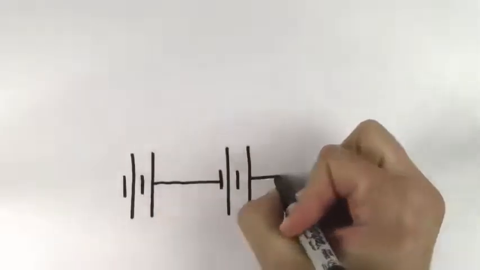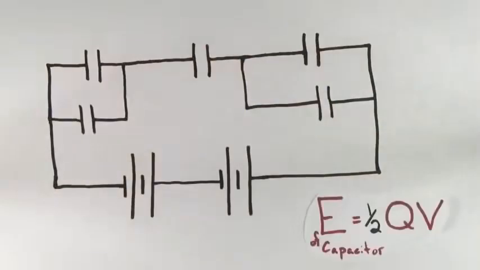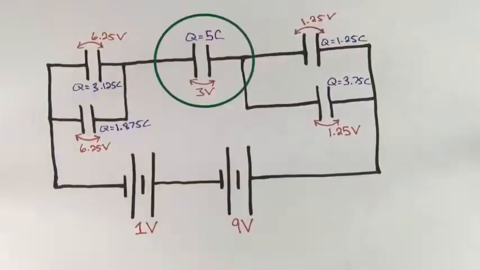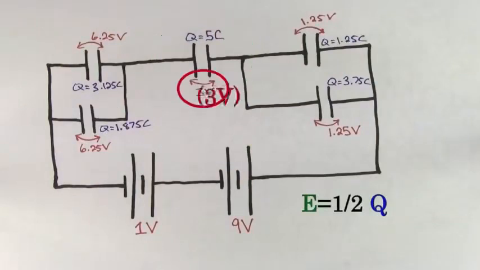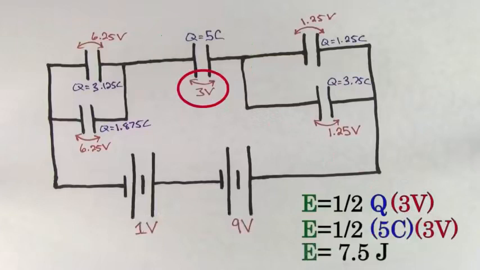But if you're looking at a case where multiple batteries are hooked up to multiple capacitors, then in order to find the energy of a single capacitor, you've got to use the voltage across that particular capacitor. In other words, if you were given this circuit with these values, you could determine the energy stored in the middle capacitor by using 1/2 QV. You would just have to be careful to use the voltage of that capacitor and not the voltage of the battery. Plugging in 5 coulombs for the charge lets you figure out that the energy is 7.5 joules.